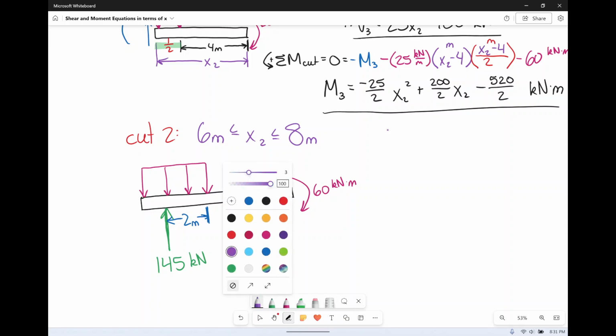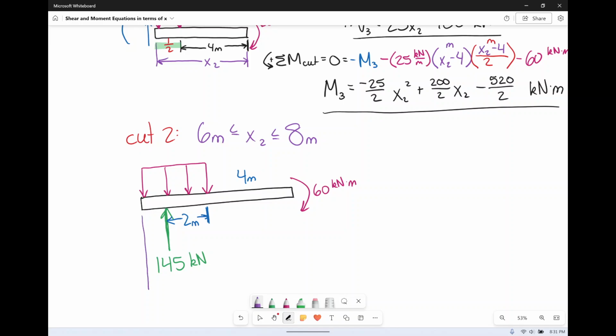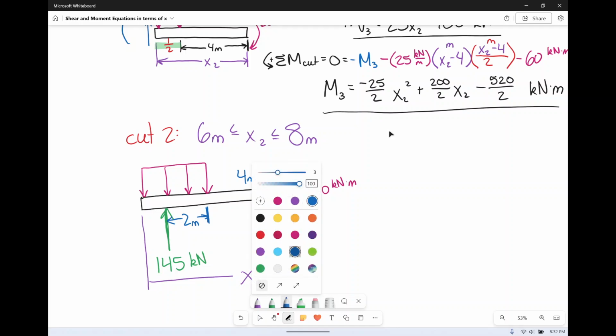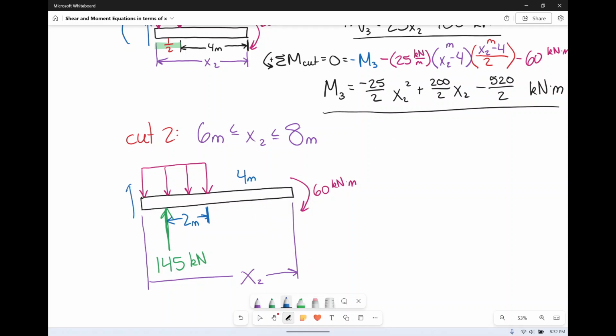And the whole thing here is x. All right, this is x2. Delicious. Now we're going to throw on our shears and our moments. So again, shear goes up. This is V2, finally at cut 2. And moment goes clockwise, M2.